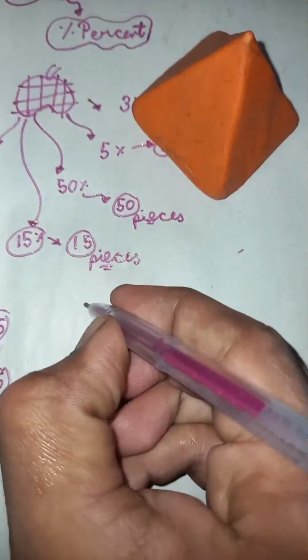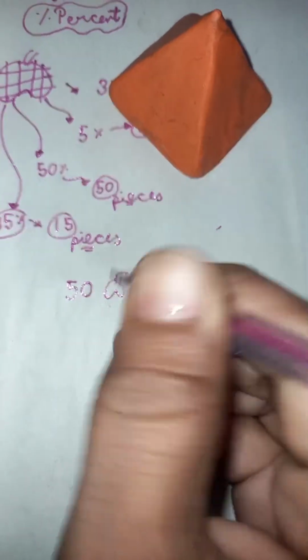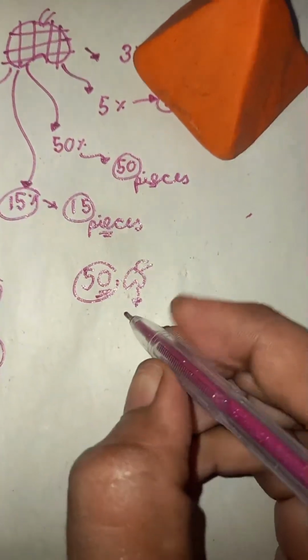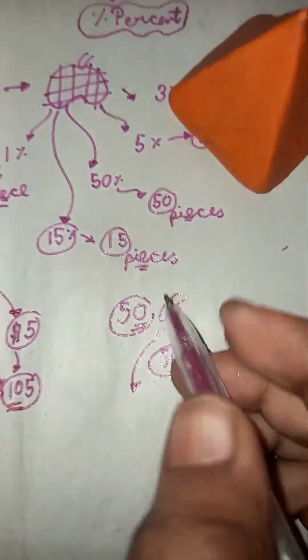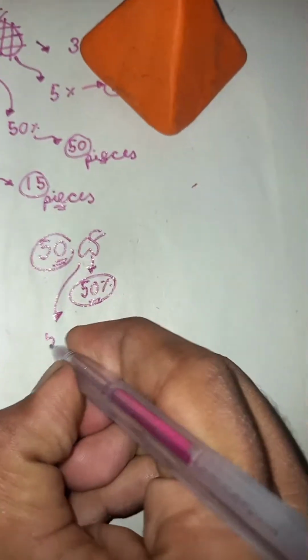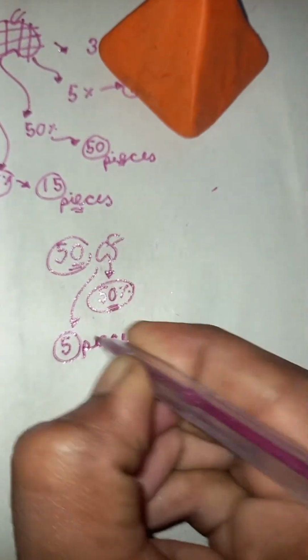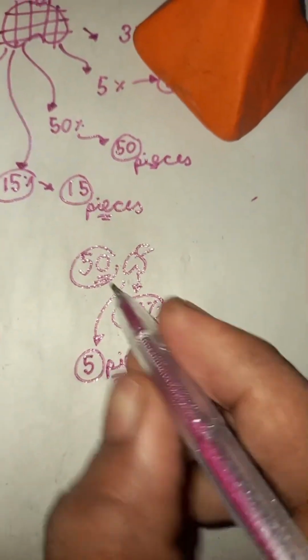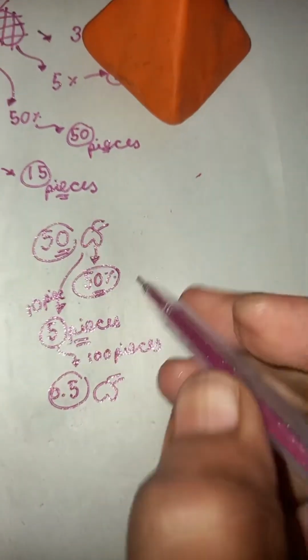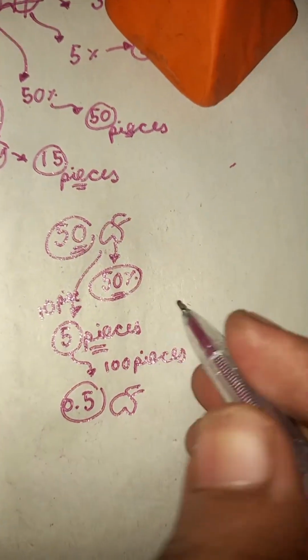If there are 50 apples, and you are going to take only 50% of the apples. Percentage means dividing into 100 pieces. If you divide 50 into 10 pieces, you're going to get 5 in each. And if you make 100 pieces, you're going to get 0.5 of an apple, or each percent is half an apple.